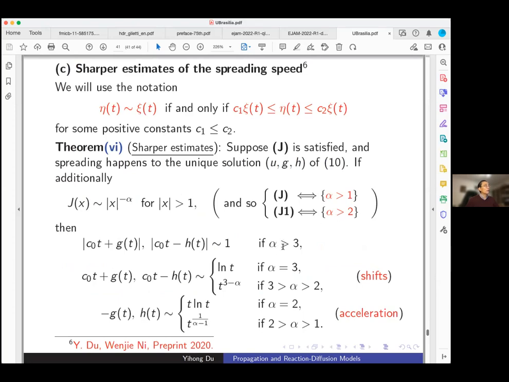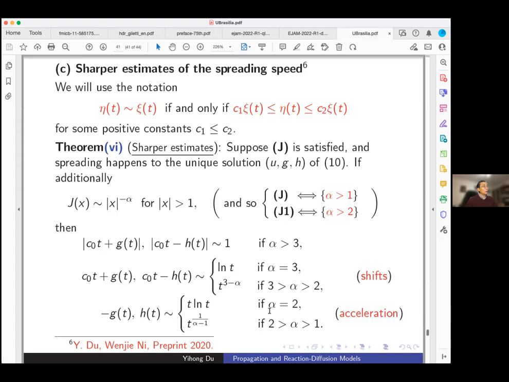So we proved that when alpha is greater than 3, this difference is bounded. When alpha equals 3, this difference is no longer bounded. It goes to infinity at the rate of log t. When alpha is between 3 and 2, that's again the case where J1 holds. We have a spreading speed, but this difference is not bounded. The difference goes to infinity at this rate.